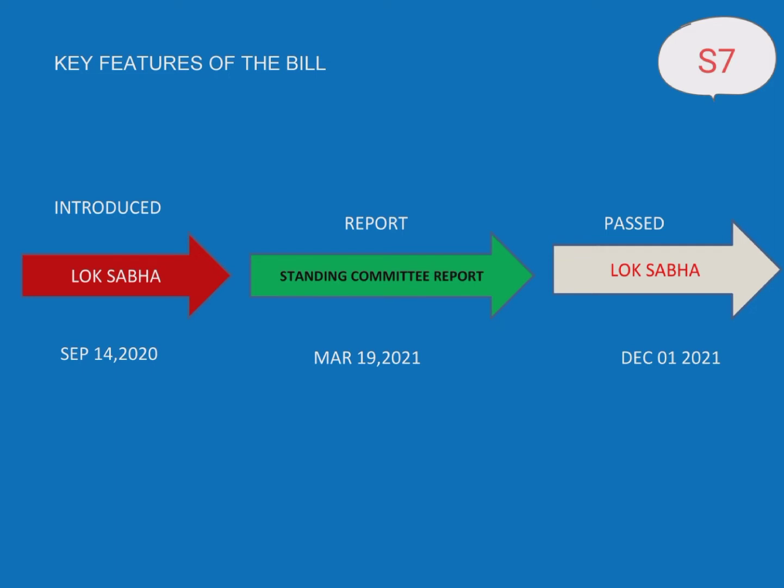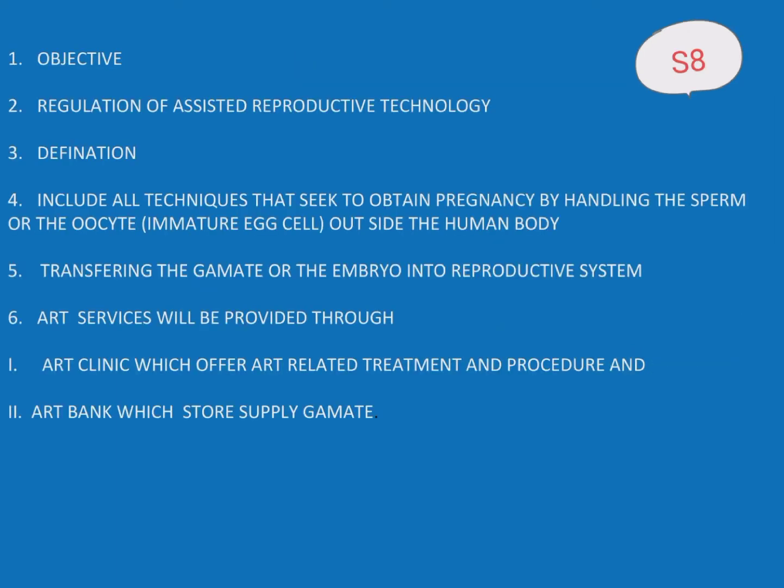Let's move forward and talk about the key features of the bill. This bill was first introduced on 14 September 2020, then it was detailed in the standing committee report on 19 May 2021. After a lot of debate and proper procedure followed in Lok Sabha, it was passed on 1st December 2021. If you talk about the objective of the bill, I have already discussed why this bill has come about.